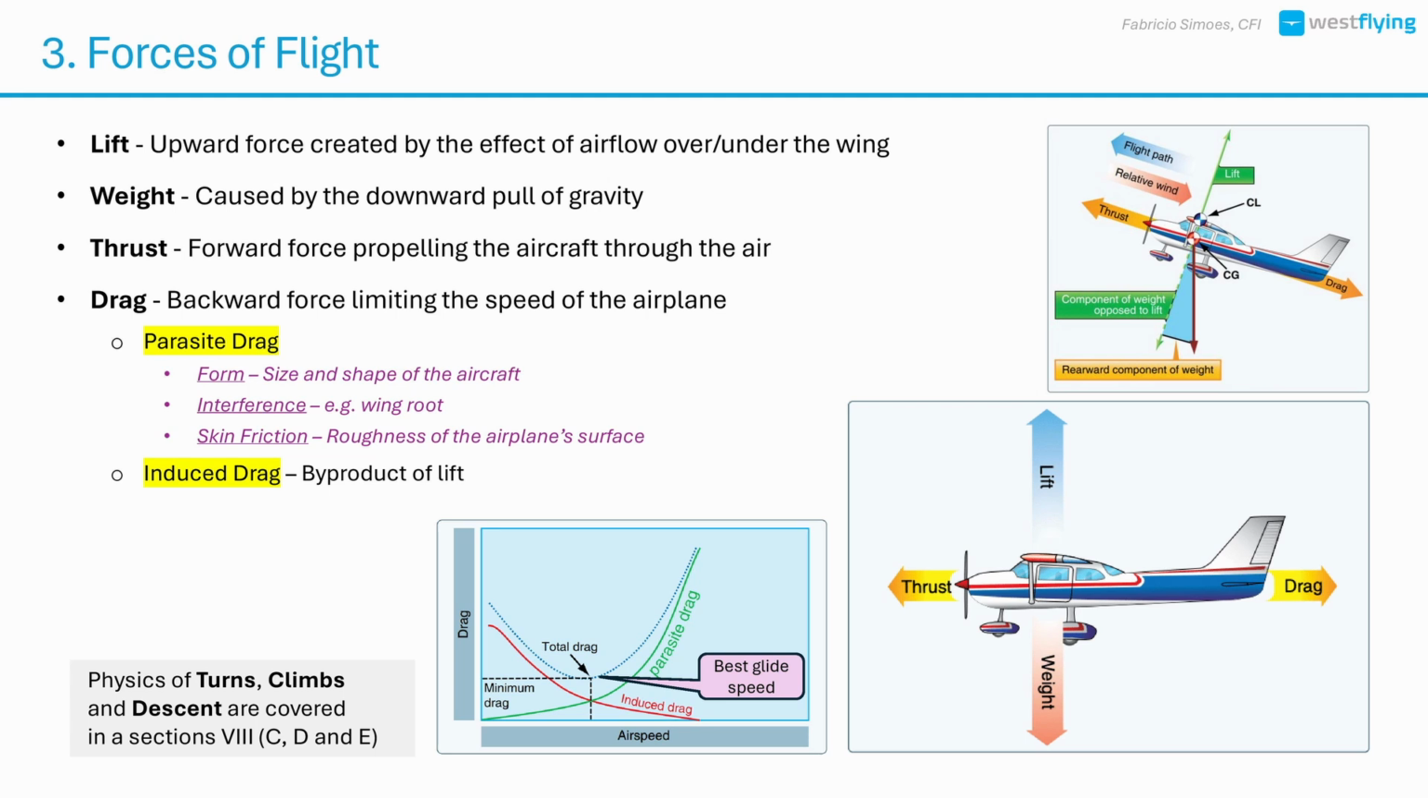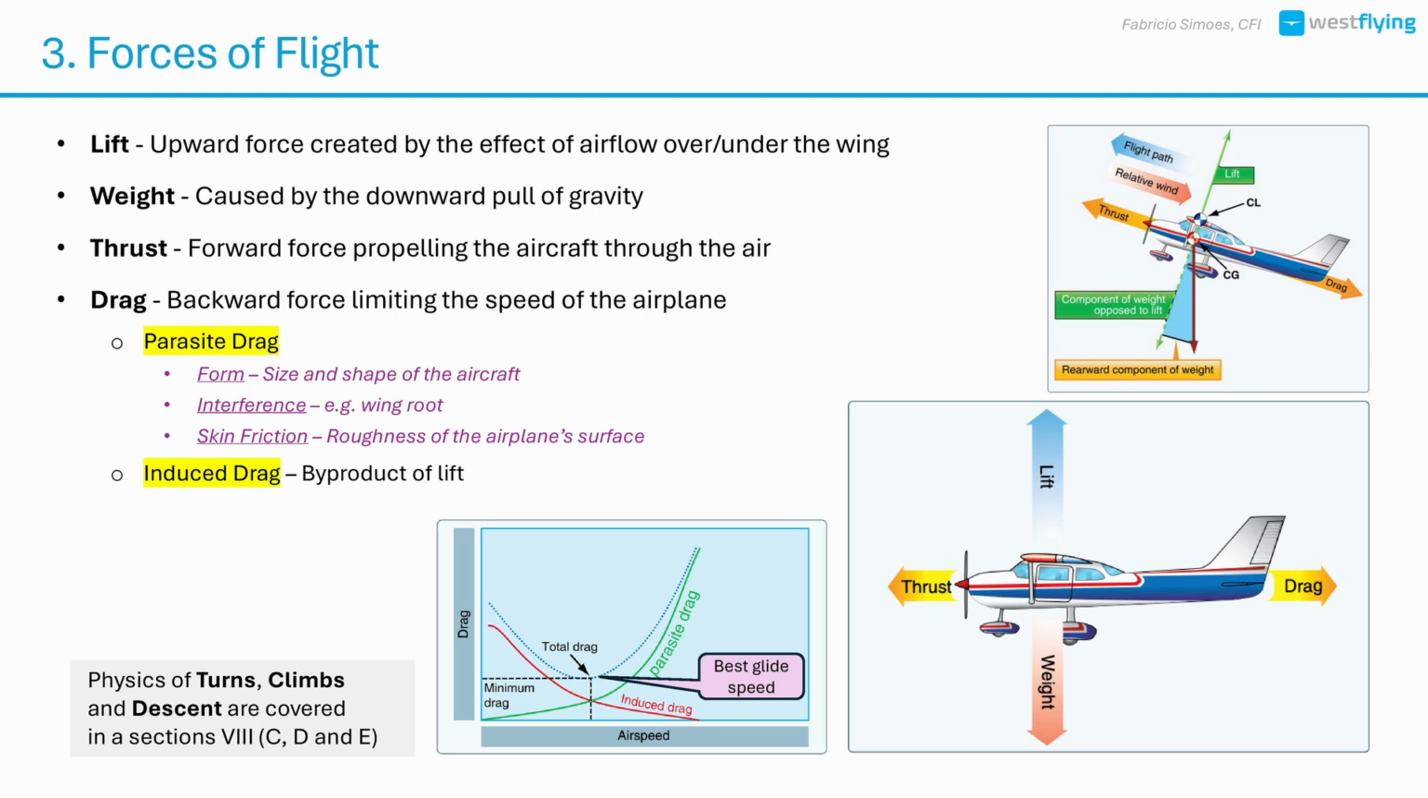Now you know the four fundamental forces. In a level flight, the airplane reaches equilibrium when the lift is just enough to counter the weight, and thrust is just enough to counter drag. The sum of all forces is zero, and the airplane is in constant airspeed and constant altitude.